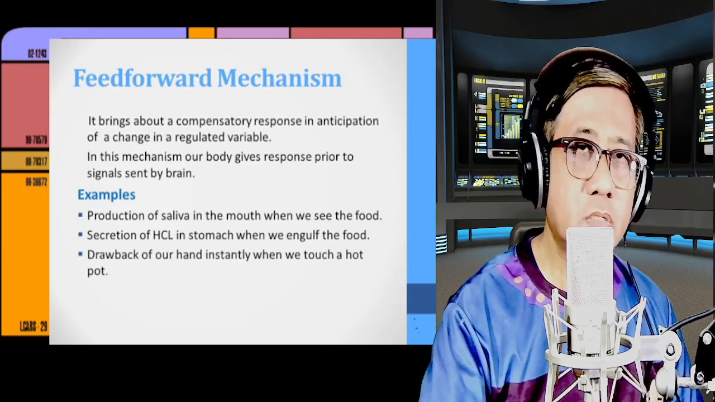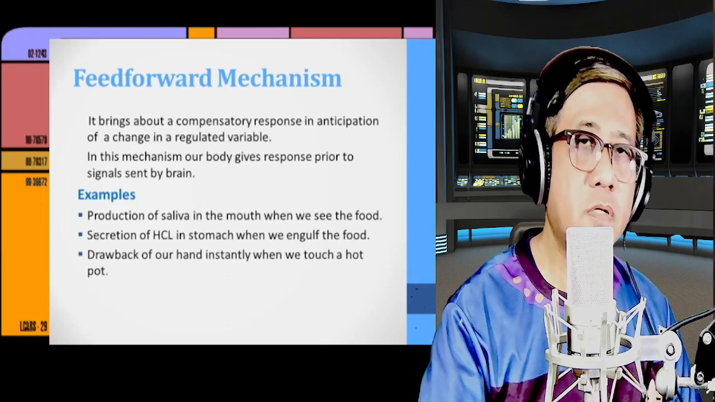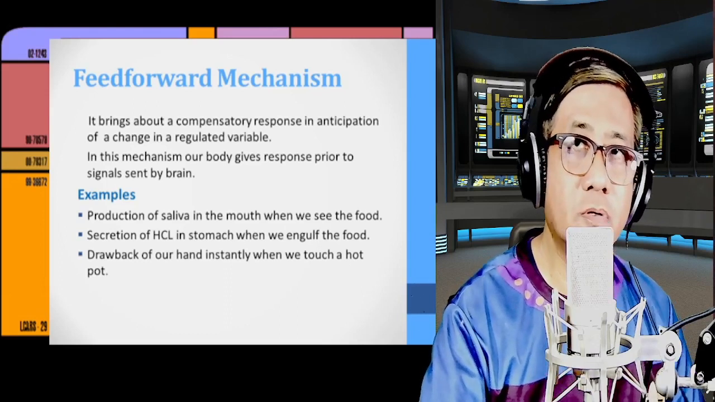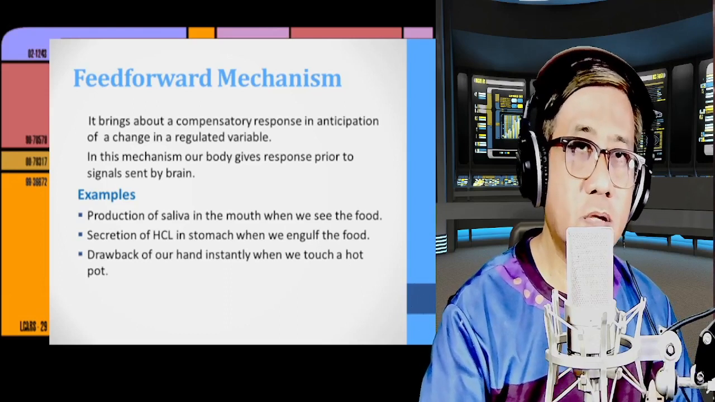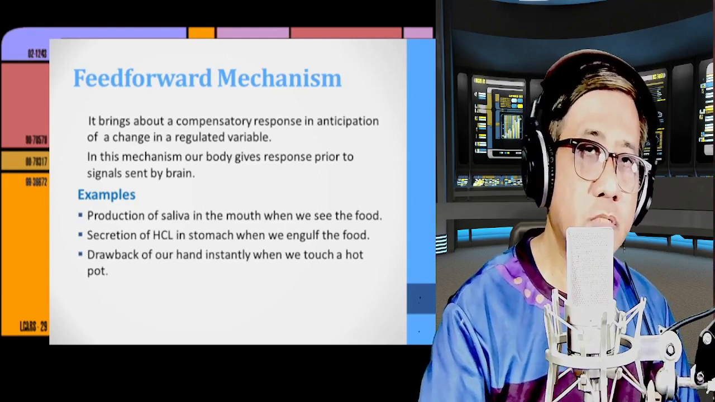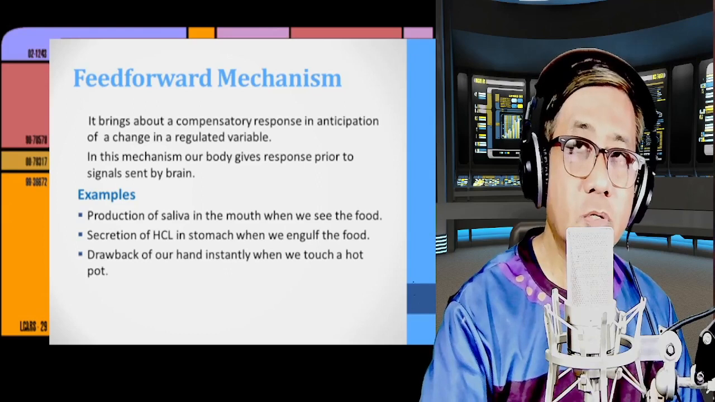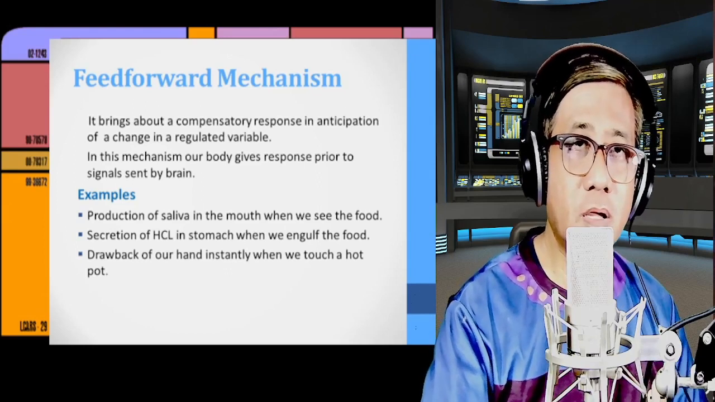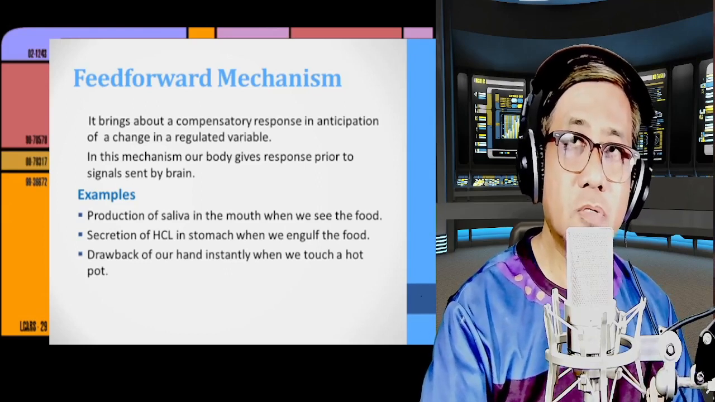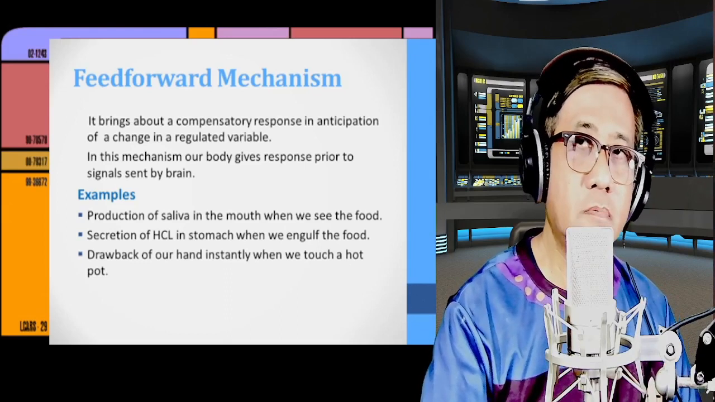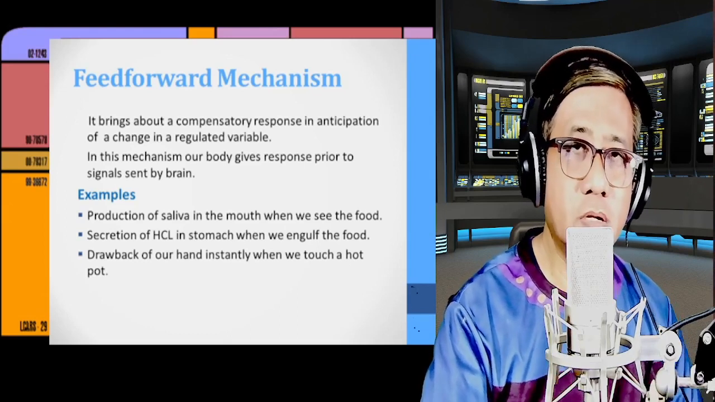In this mechanism, our body gives response prior to signals sent by the brain. So, inuunahan na, bago pa mag-occur yung deviation. Example, production of saliva in the mouth when we see the food. Hindi pa nga natin natitikman yung pagkain, the brain is already stimulated to produce saliva, by the salivary glands sa bibig natin.